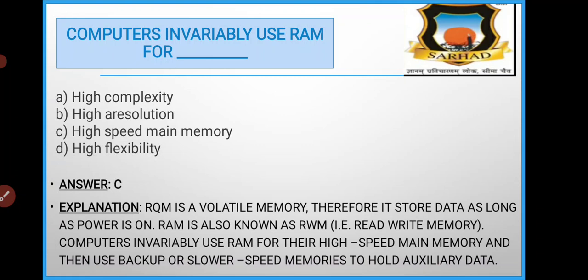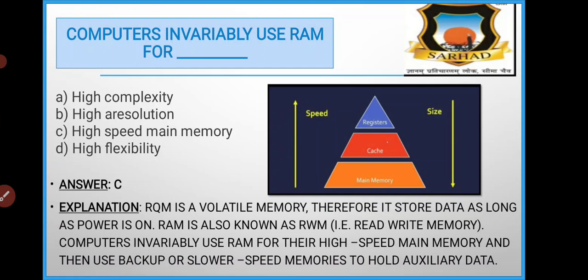Computers invariably use RAM for their high speed main memory and then use backup or slower speed memories to hold the auxiliary data. So option C is correct. According to the speed and size shown here, computers invariably use RAM for high speed main memory, which means that as the size goes on decreasing, the speed goes on increasing.